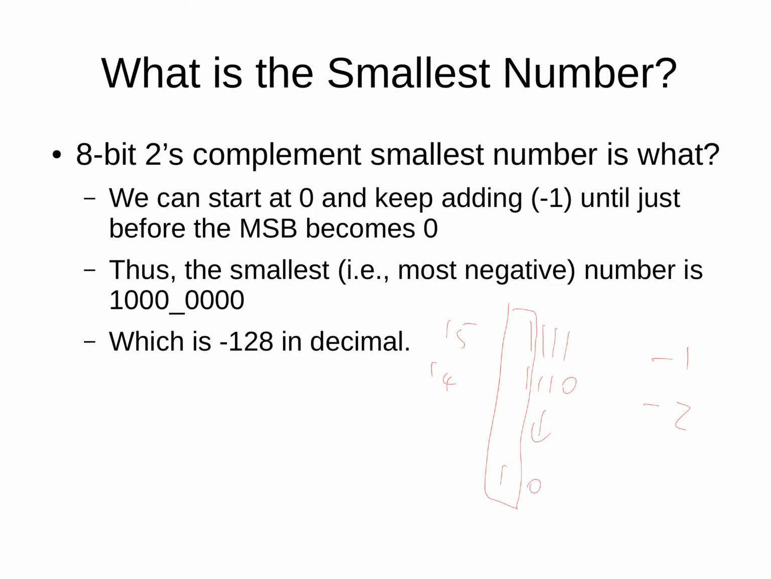We find that the smallest number I can get, or the most negative number I can get, is 1000. Or in general, if I have n bits, the leading bit will be a 1 and all the other bits will be a 0. This gives me the smallest possible number in 2's complement, and we can easily work out that the value of this number is going to be minus 2^(n-1).